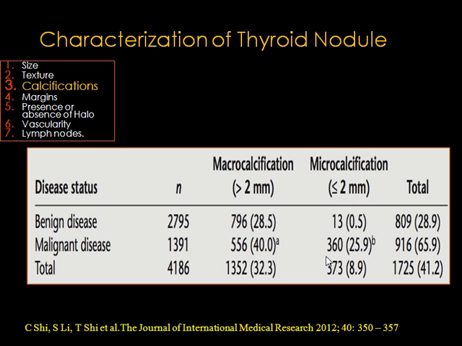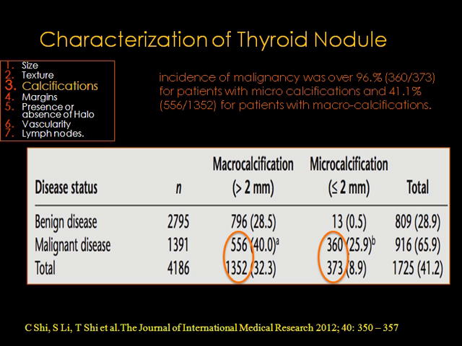This is a study published in January 2011. Over 4,000 patients were examined in this study. There were 1391 malignant cases. Calcifications were seen in 1725 patients, which is around 41%. The significant number here is that the incidence of malignancy was over 96% for patients with microcalcifications and 41% for patients with macrocalcifications.